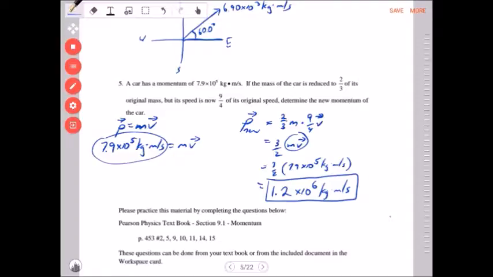Awesome. So guys, I want you to practice this material by completing these questions. In your textbook, it is page 453. I would like you to do numbers 2, 5, 9, 10, 11, 14, and 15. Again, you can do that right from your textbook with loose leaf, or you can print the document in the workspace card, and then you can write all over right beside the questions. Either or, I'm going to leave that part up to you.